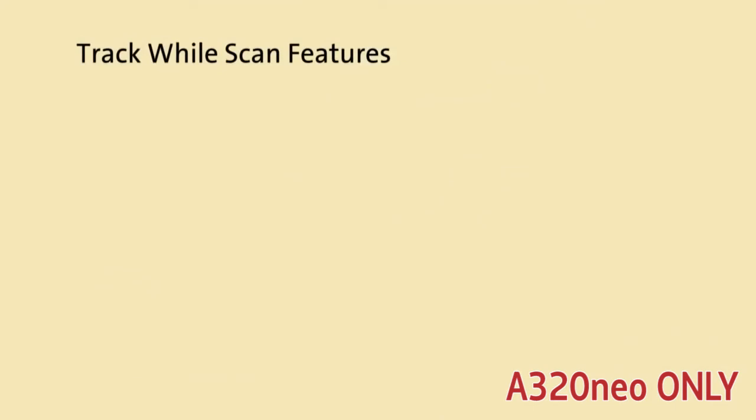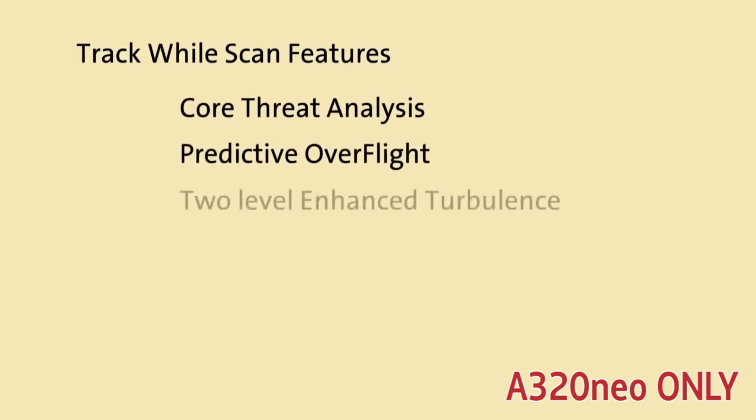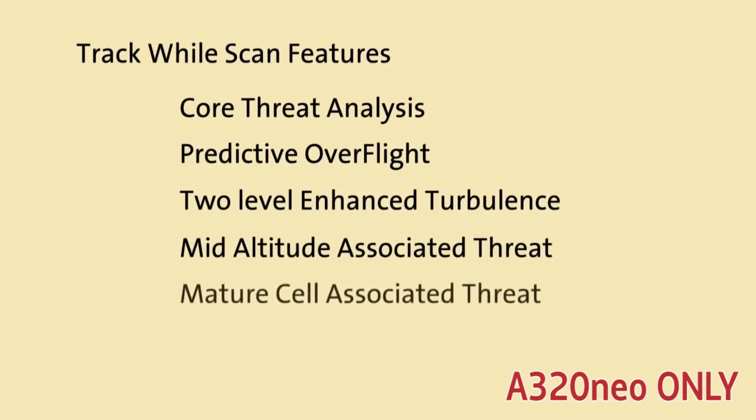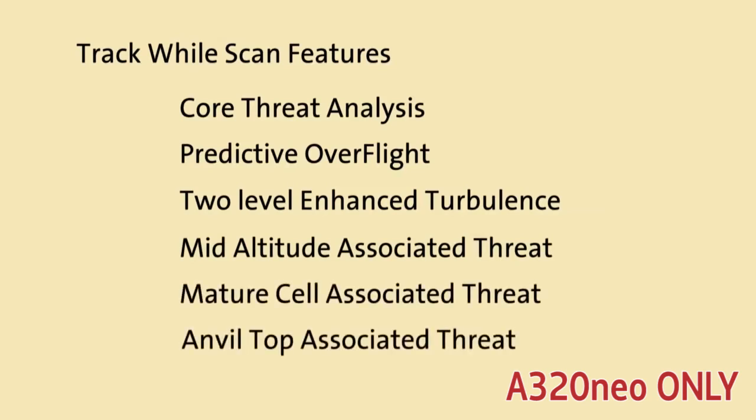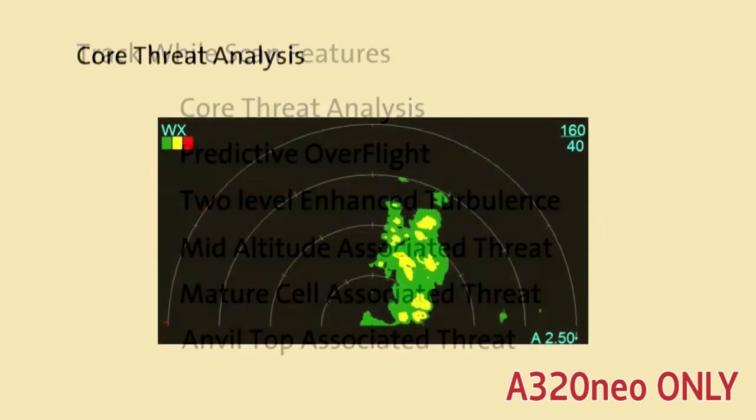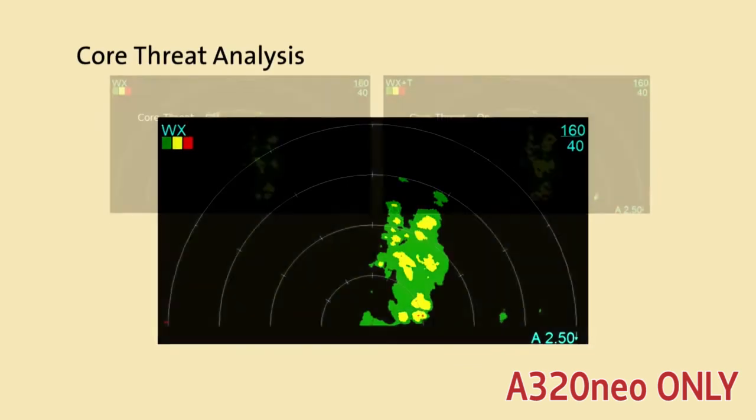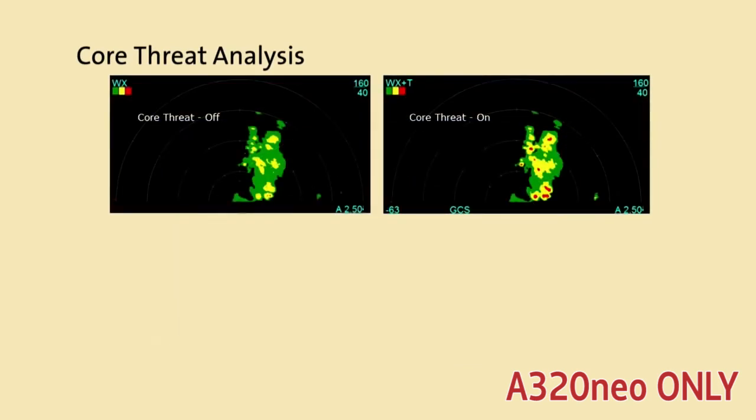ThreatTrack is based on Rockwell Collins' Track While Scan technology, which is described in detail in Module 4. Track While Scan enables the following new features: Core Threat Analysis, Predictive Overflight, 2-Level Enhanced Turbulence, Mid-Altitude Associated Threat, Mature Cell Associated Threat, and Anvil Top Associated Threat. A key design goal for ThreatTrack is to make the colors displayed on the ND more representative of the actual thunderstorm threat.